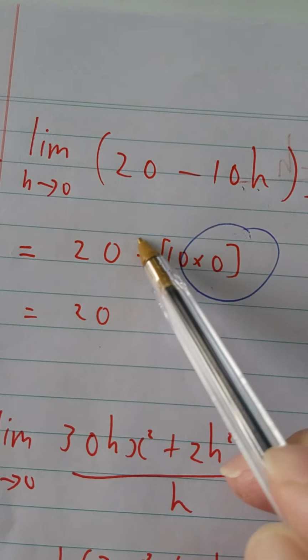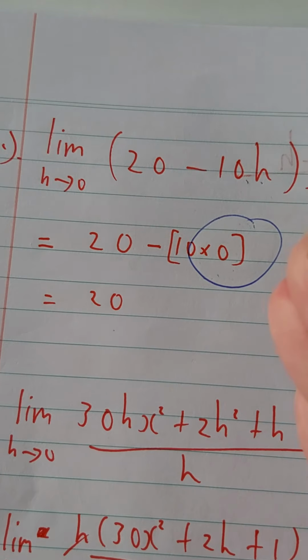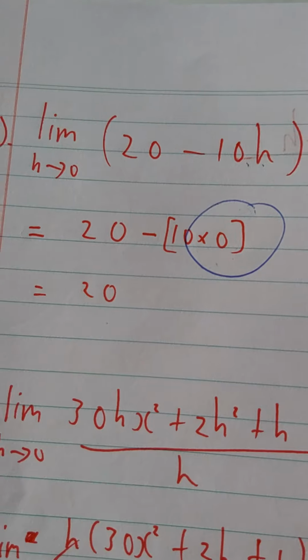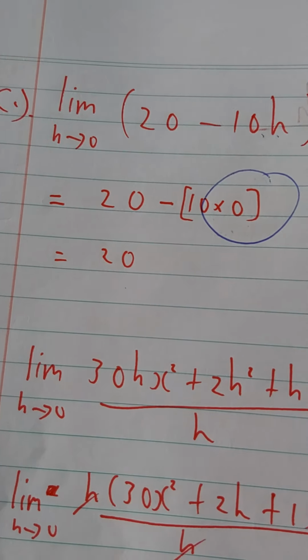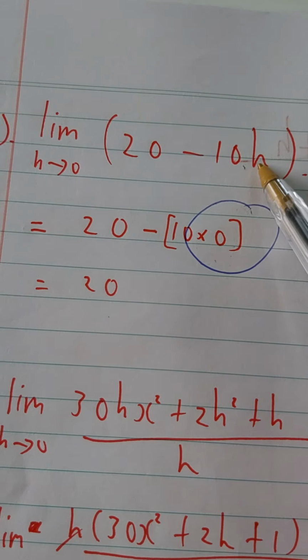This step is actually wrong. You can't write minus 10 times 0, but you can treat it that way. Because you must bear in mind, h is very small, but it is not 0. But why is it that you can treat it as 0 if it's just subtractions?